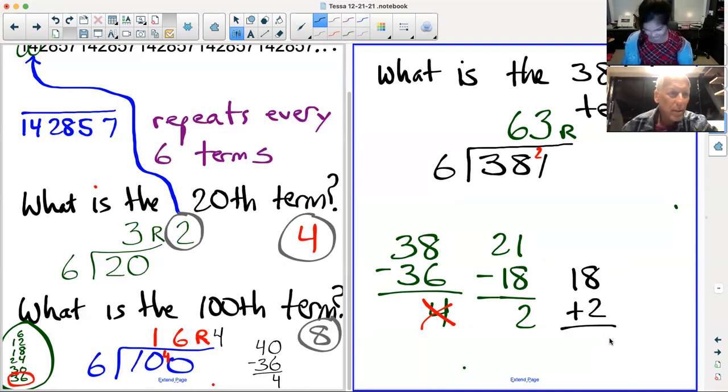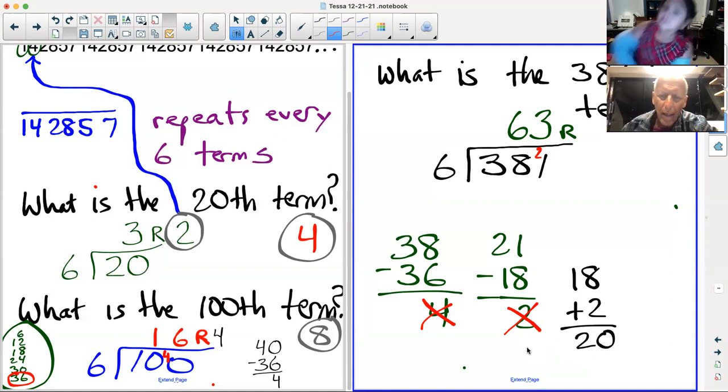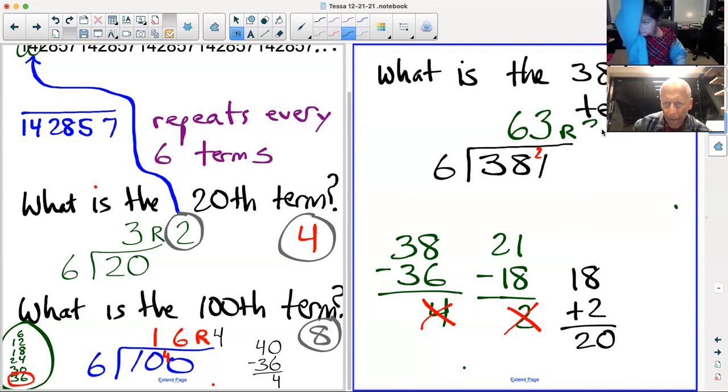I get 20. Exactly. Tessa, is 21 minus 18 2? Tessa, is 21 minus 18 2? No. If you said no, you got it right, but you got to tell me what it is, Tessa. What number plus 18 is 21? 3. Of course, it's 3. 3. And that is your remainder, Tessa.